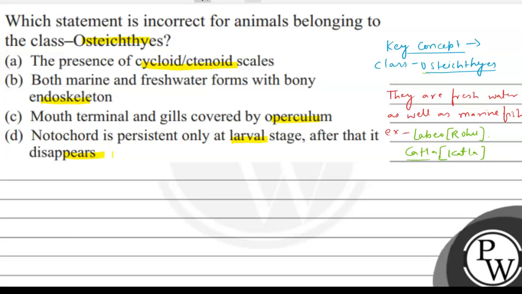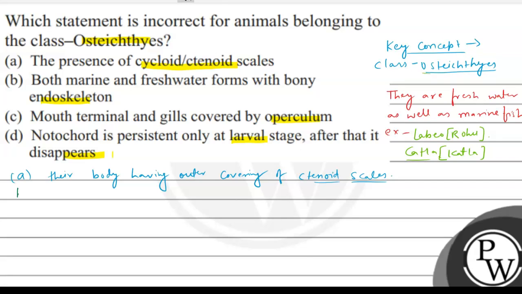Now moving further, let's see the options one by one, which of them is correct and which are incorrect. Option A says the presence of cycloid and ctenoid scales. Yes, their body has an outer covering of ctenoid scales. These ctenoid scales act as a protective layer for their body.